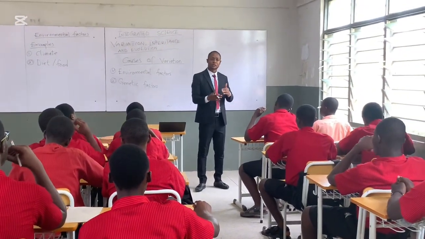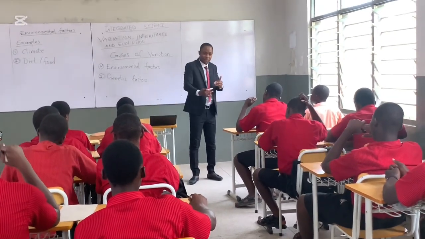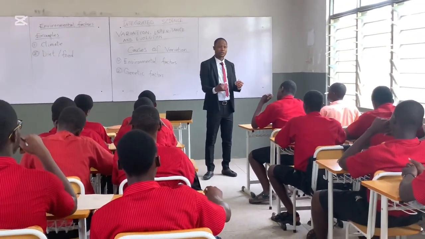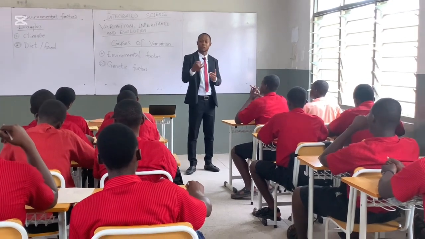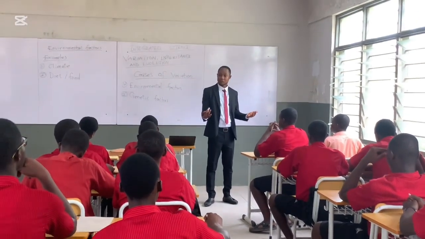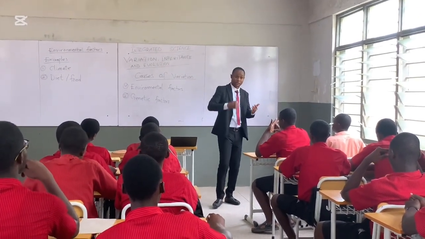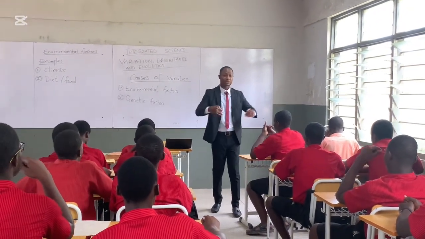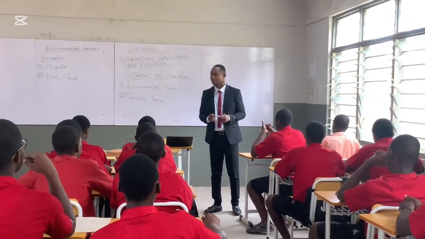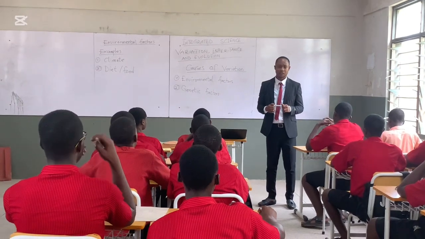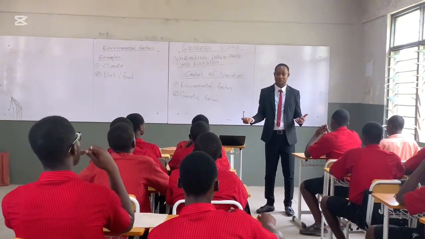He was trying to say that diet can influence the shape of an individual. Okay? For example, if you take too much fatty food, how does it look? It can influence your body shape and your body size. That is a good idea. Any other? How does diet affect or cause variation between two organisms?